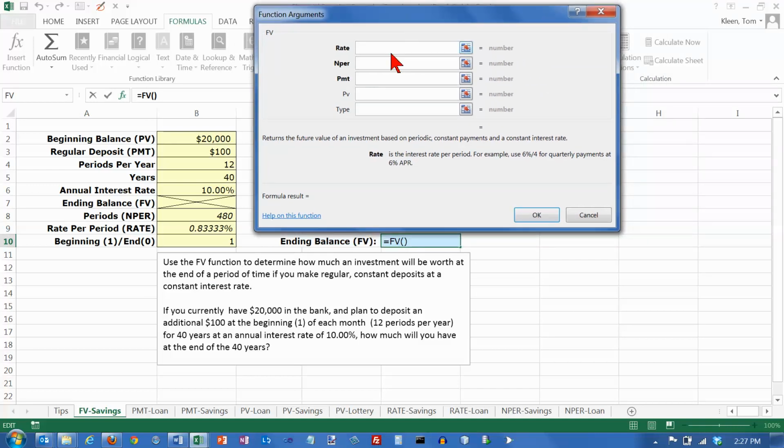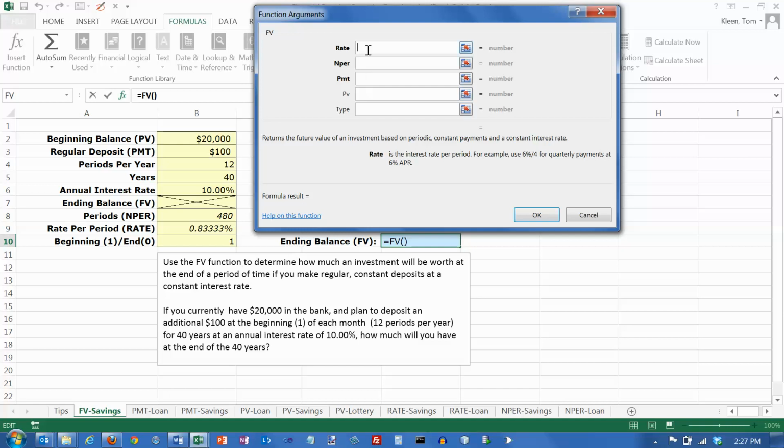Always, when this Function Arguments dialog box comes up, some of the arguments will be listed in bold, and some of them will be listed in ordinary text. The ones that are listed in bold are always required. If they're not listed in bold, Excel will use some default value if we don't put it in. We are always going to put in all of the values, so we're not going to have to worry about that.